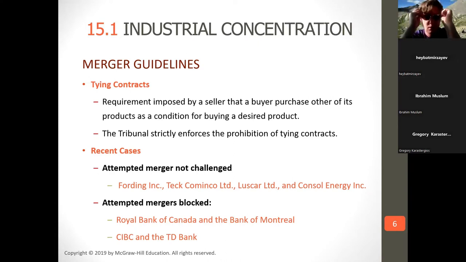Then merger guidelines. The mergers of Fording Inc., Teck Cominco Limited, Luscar Limited, and Consol Energy Inc. weren't challenged. But the mergers between Royal Bank of Canada, Bank of Montreal, CIBC, and TD Bank were challenged. If those companies merged together, there'd be too much market power and not enough competition, which would be bad for consumers, who wouldn't benefit.